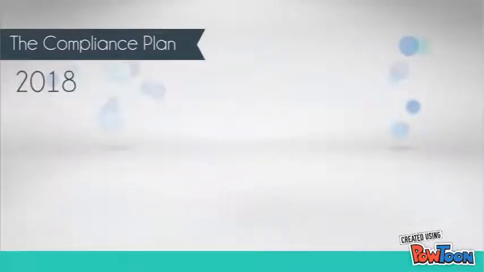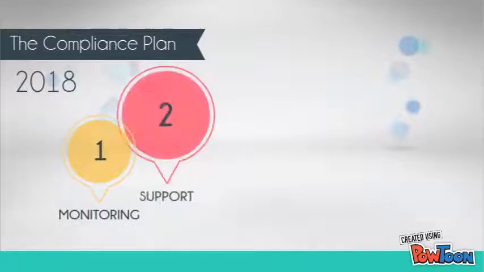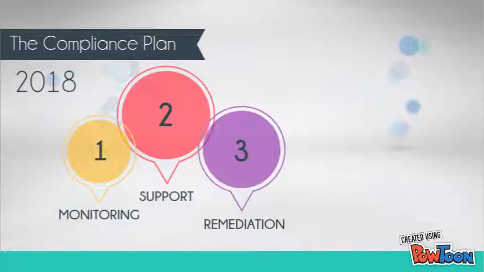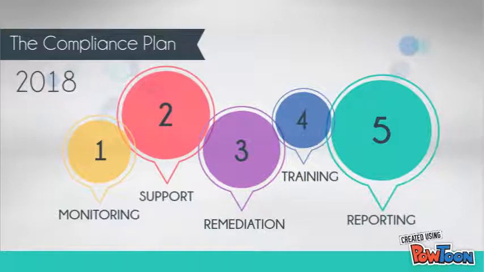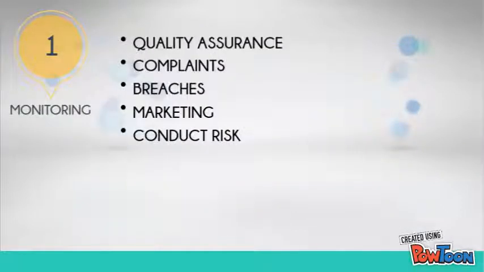The compliance plan is a document which details all of the main activities that compliance will get involved in. It spans across monitoring, support, remediation, training and reporting. Each month, compliance will look at 5 different areas of the business to monitor monthly. One of those areas is quality assurance.